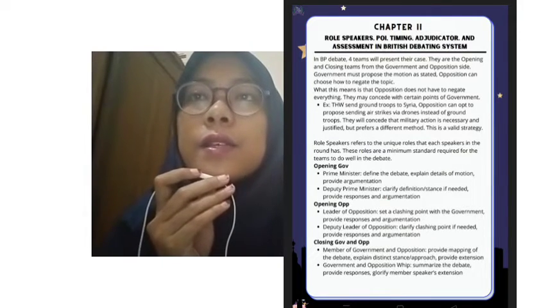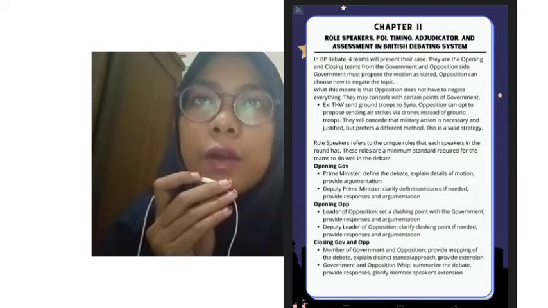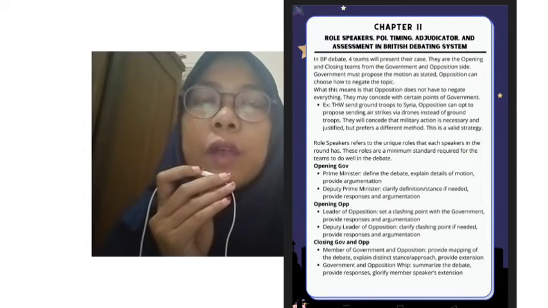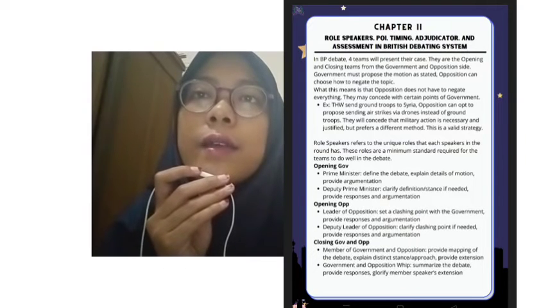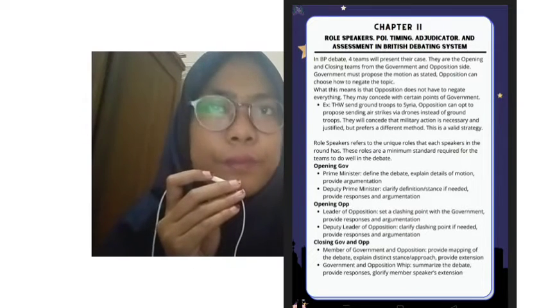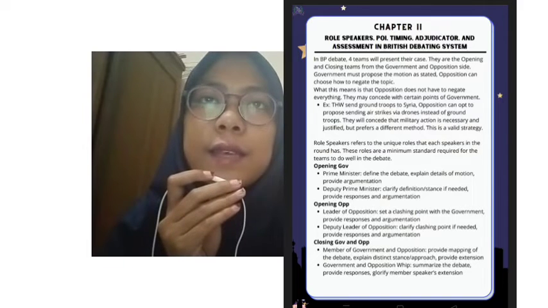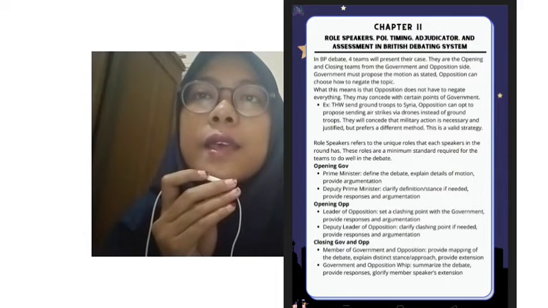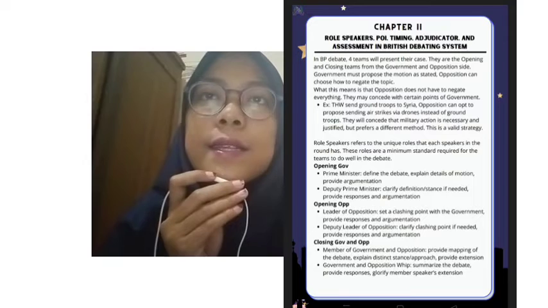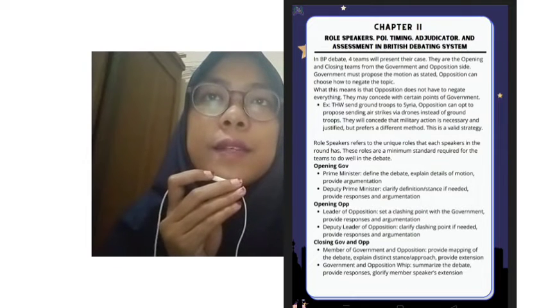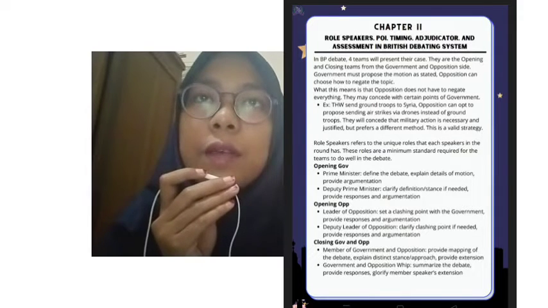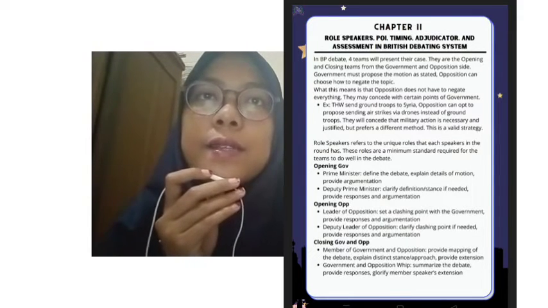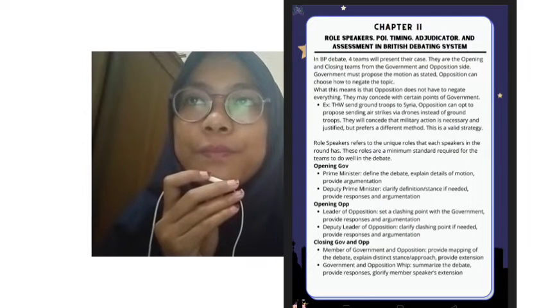Example, THW send ground troops to Syria. Opposition can opt to propose sending airstrikes via drones instead of ground troops. They will concede that military action is necessary and justified, but prefer a different method. This is a valid strategy.